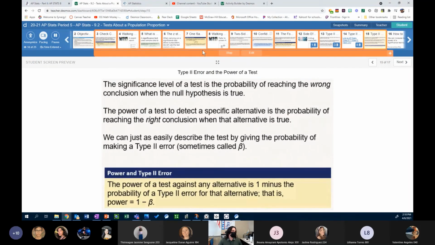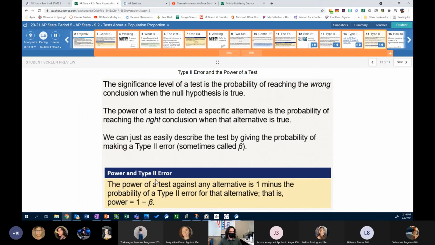So now, type 2 error and the power of a test. The significance level of a test is the probability of reaching the wrong conclusion when the null hypothesis is true. Type 1 error. Right. The power of a test to detect a specific alternative is the probability of reaching the right conclusion when that alternative is true. That is the power. We can just as easily describe the test by giving the probability of making a type 2 error, sometimes called beta. That's this kind of funny looking B here. It's the Greek letter beta.